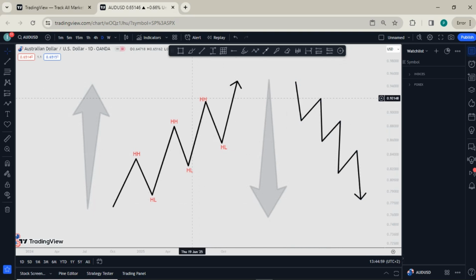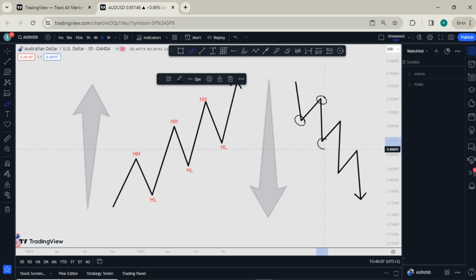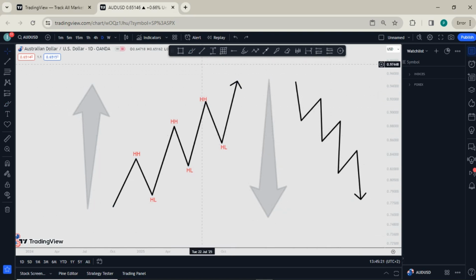Right? So here we're going to have our lower low, our higher low, our lower low, our higher low, our lower low, our higher low, and so on and so on. So this is our downtrend, right? And then I don't want to mix anything. I just want us to purely focus on SMC, because it's a price action strategy.